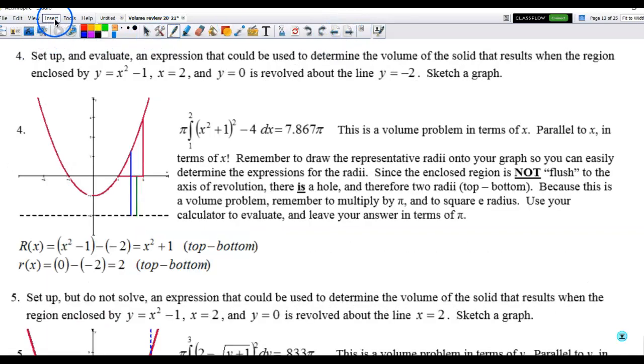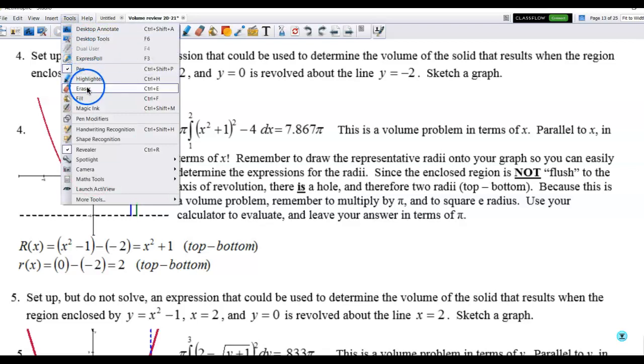All right, let's go on to problem number 4. And let me put my screen back up. Tools, where's Revealer?